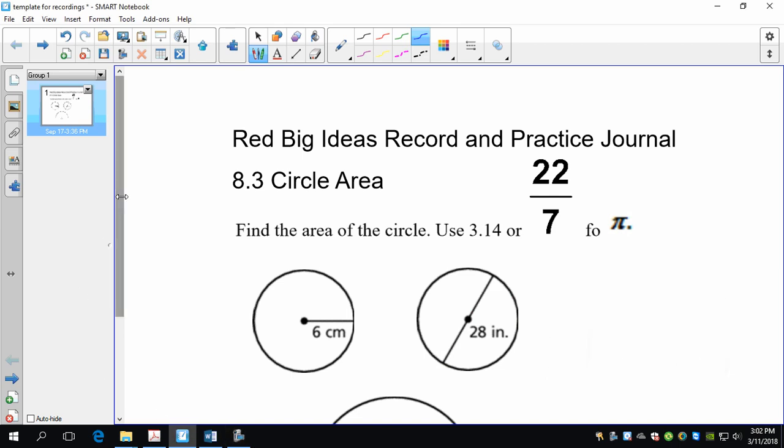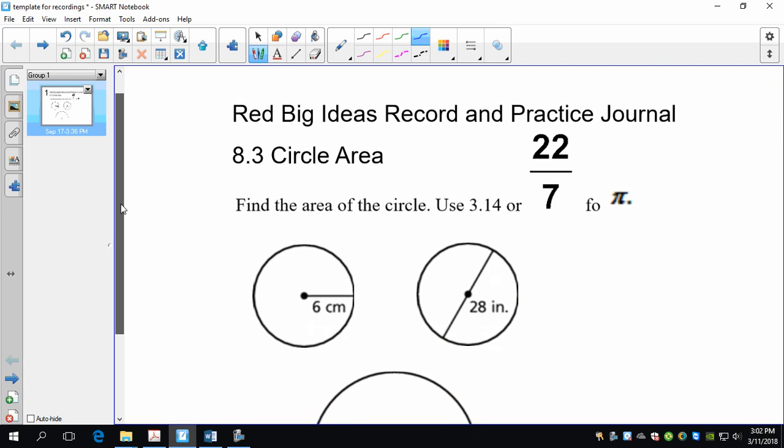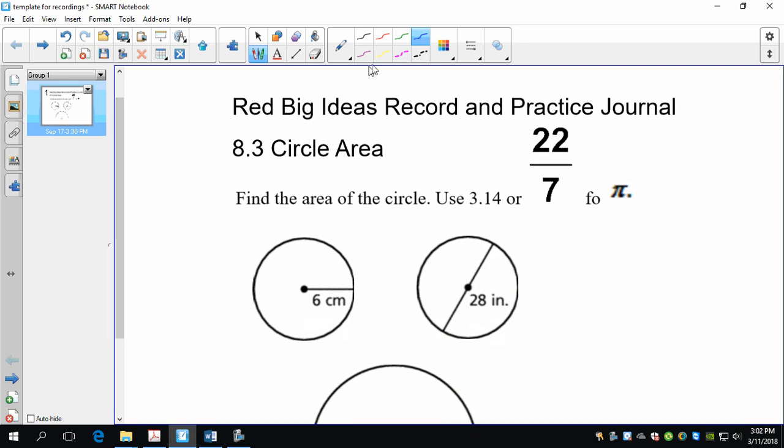We are working in the red Big Ideas Record and Practice Journal. Today we're working on 8.3, and the topic is circles and their area. The directions say find the area of the circle, use 3.14 or 22 over 7 for pi.